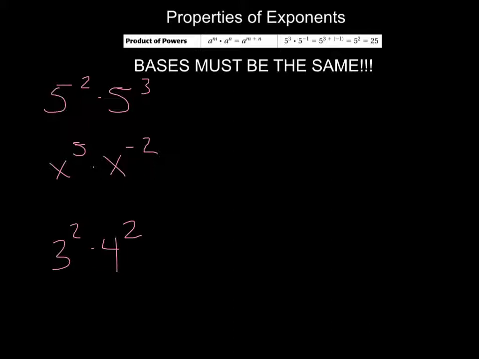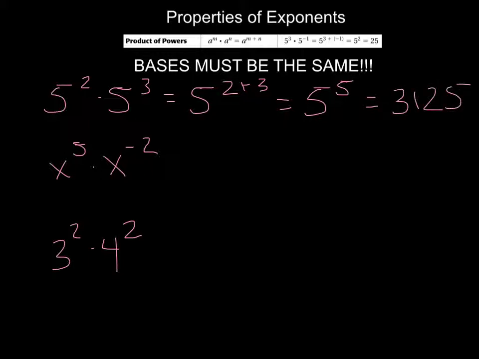Here we have 5 to the second power times 5 to the third power. Bases are the same, we can move on. This gives us 5, which is still our base, to the 2 plus 3 power. 2 plus 3 gives us 5. 5 to the fifth power, and we can actually evaluate this because we're working with strictly integers, and 5 to the fifth power is 3,125.